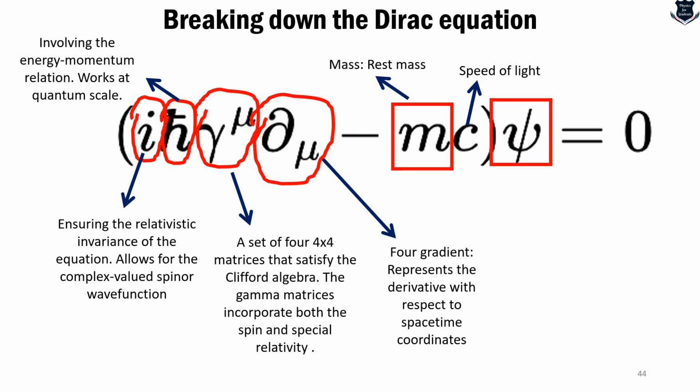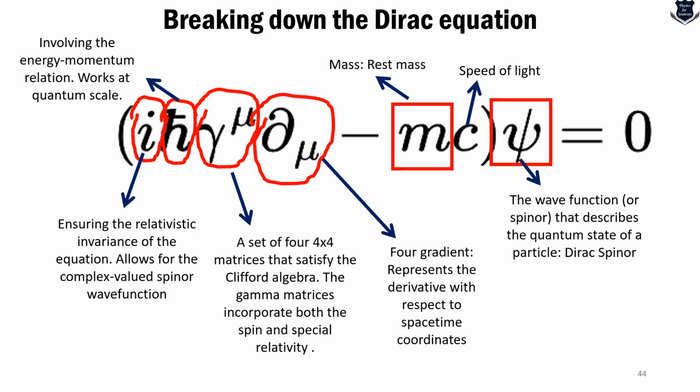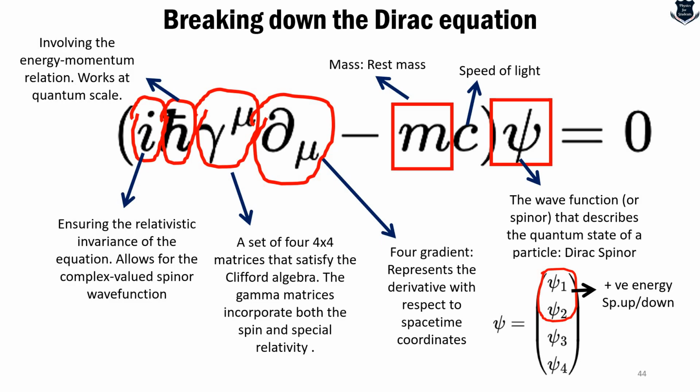And this is what is called the famous Dirac spinor. This is the wave function that describes the quantum state of a particle. Now you see that this Dirac spinor is divided into 4 parts, psi 1, psi 2, psi 3 and psi 4, of which the upper 2 parts signify spin up and spin down for a particle with positive energy. The next parts, psi 3 and psi 4, also denote spin up and spin down, but with negative energy, and this is what suggests the existence of the positron, that is, the antiparticle of the electron.